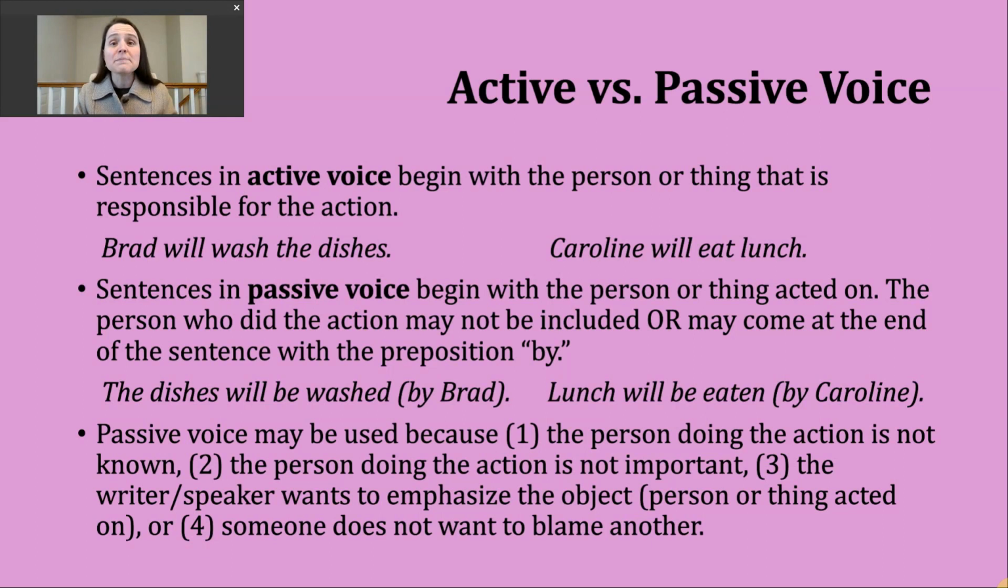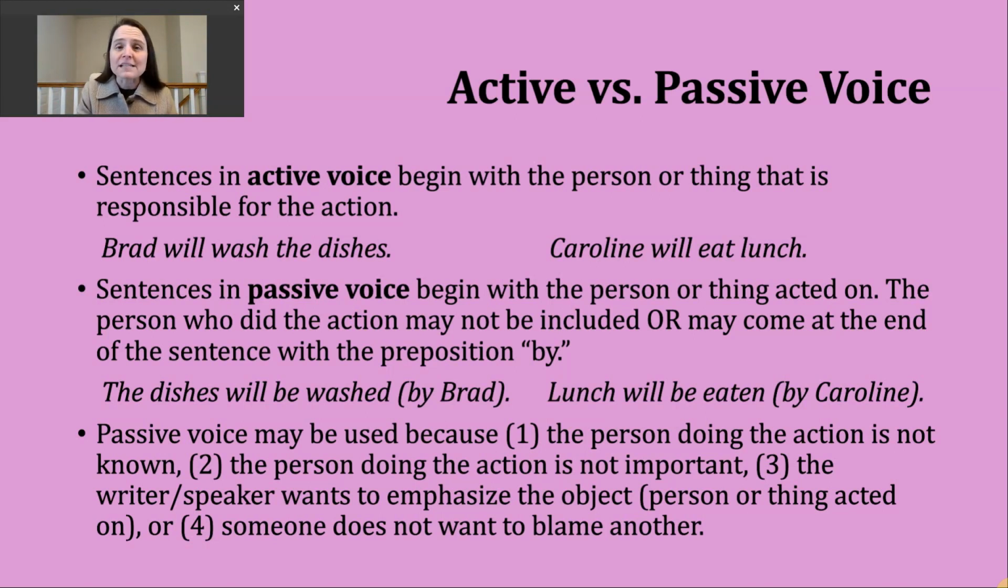A second reason is perhaps the person who is responsible for the action just isn't important. And that sort of connects to our third reason. It's possible that a writer or a speaker really wants us to focus our attention. So starting the sentence with that object sometimes gets us to pay a little more attention.